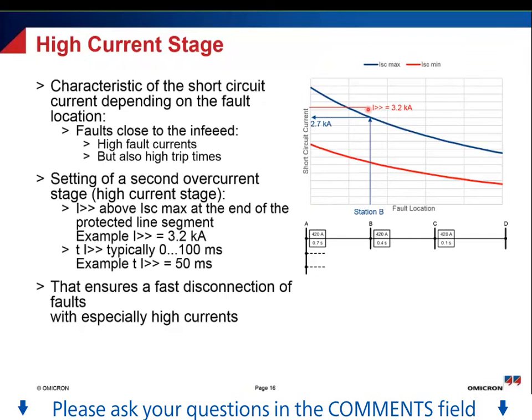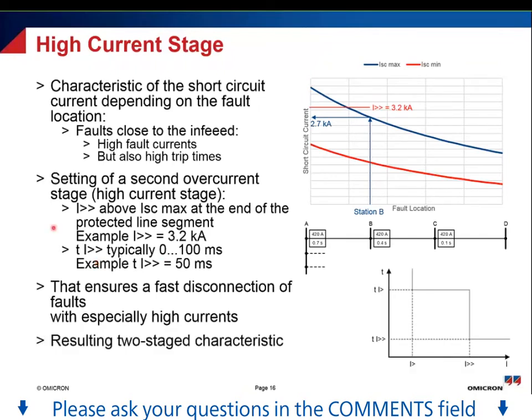So with this method, we now have a second stage that enables us to disconnect high current or very high current faults faster. Because if I know that the fault must be between A and B, then I don't need to wait for any other relay to react. That's why I can go with a very, very fast trip time. In our case, we typically choose between 0 and 100 milliseconds, so let's say 50 milliseconds as time delay. So a high current fault that is very close to our relay will now be disconnected much faster, which avoids a lot of stress on the equipment.